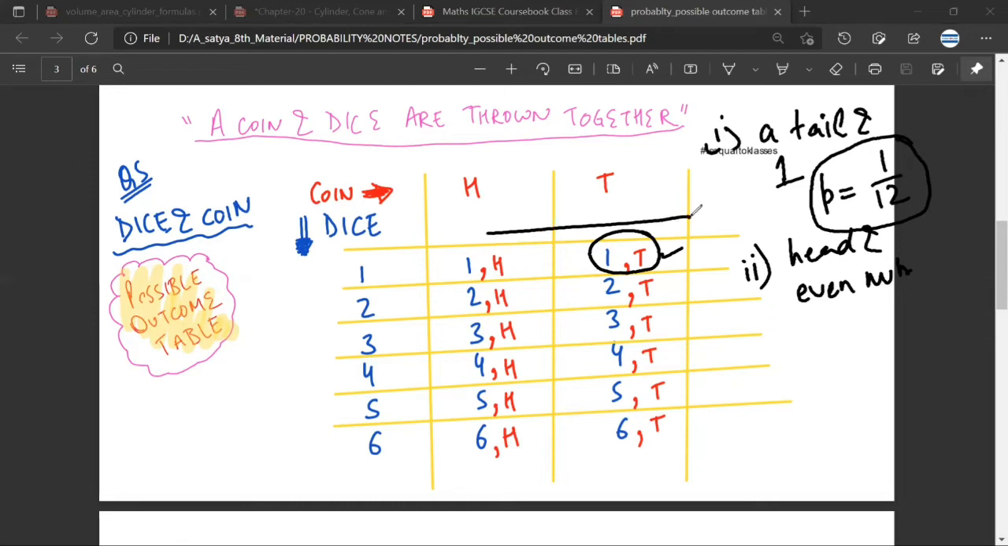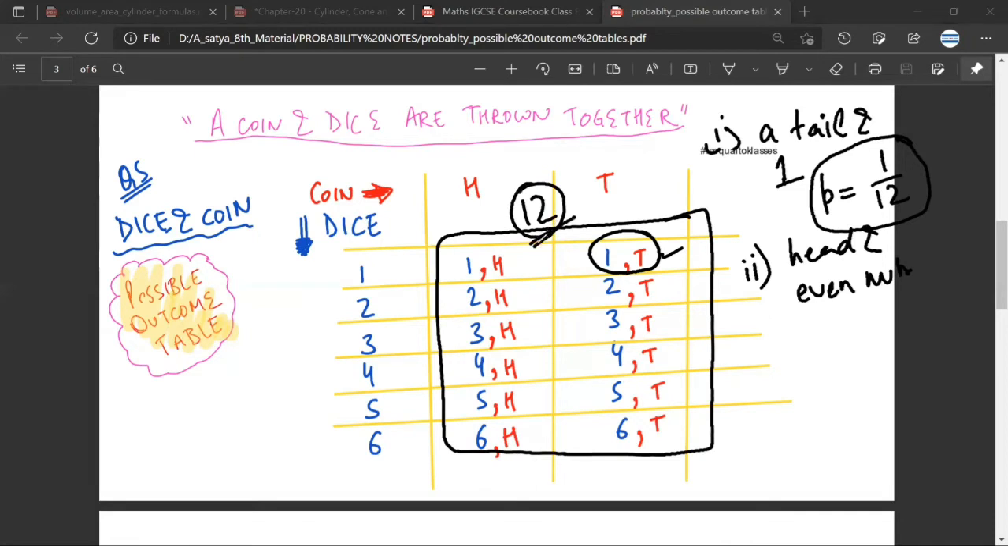Because these are the world of possibilities. This is the world of possibilities. In the world of possibilities, only 12 options are available. Any doubt till there? No doubt. In the second question, he is asking a head and an even number. A head and an even number. So what are the possible, Satya?